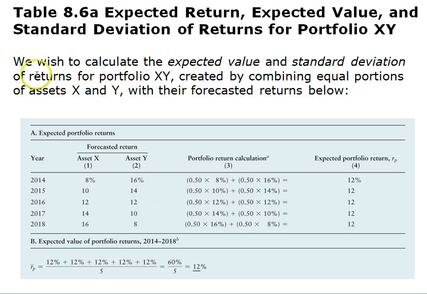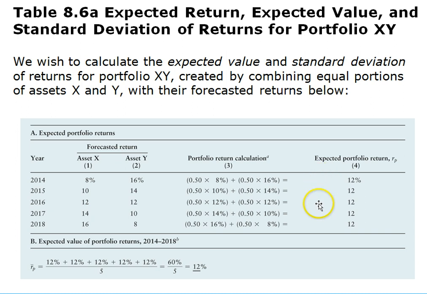So if we wish to calculate the expected value and standard deviation for a portfolio of what we're calling X and Y, we could use this combined information below. By combining equal proportions of X and Y, here are their forecasted returns. These are the years and the percentage returns for X and Y, and the portfolio return calculation. We're considering here an equal portfolio of 50% and 50%. So 50% of 8% is 4%, and 50% of 16% is 8%, and that gives us our 12%.